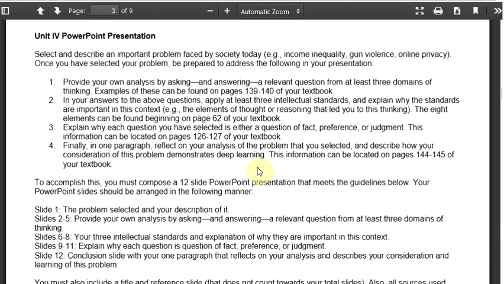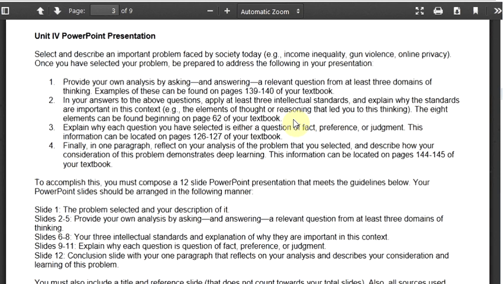Okay, and lastly here, you have to clearly explain why the questions that you have raised are either a question of fact, preference, or judgment. This part is very important. You need to show that you understand the difference between a question of fact, a question of preference, and a question of judgment. And so you want to look at pages 126 through 127 of the textbook in order to have a good understanding of those kinds of questions.